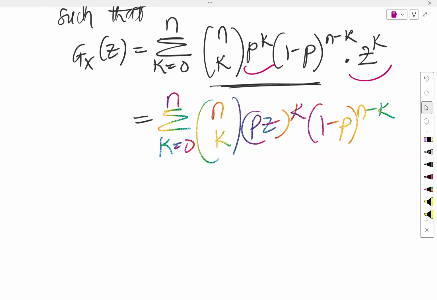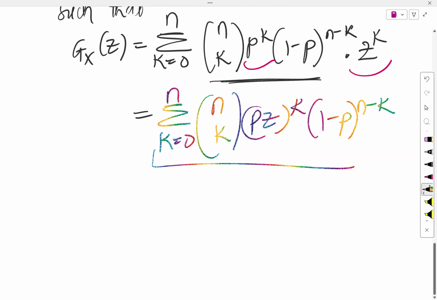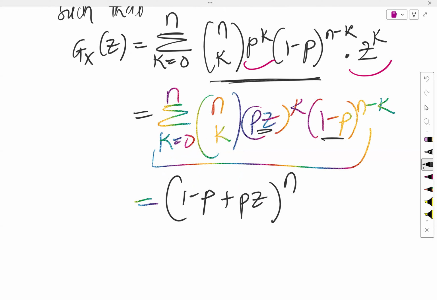And generally speaking, anytime you have any expression in this form, you are very free to write it in this form. So you have 1 minus p, then added to pz, all raised to power n. And this is the probability generating function for binomial distribution. So whenever you have an expression like this, you can always put it together like (1 minus p plus pz) raised to power n. And that is the probability generating function that is required.